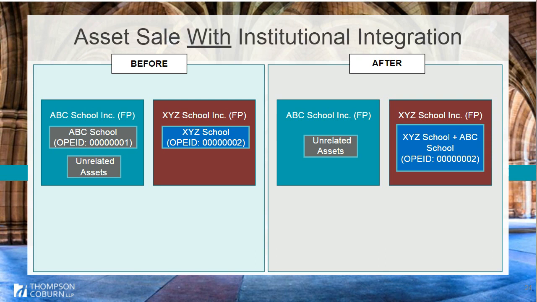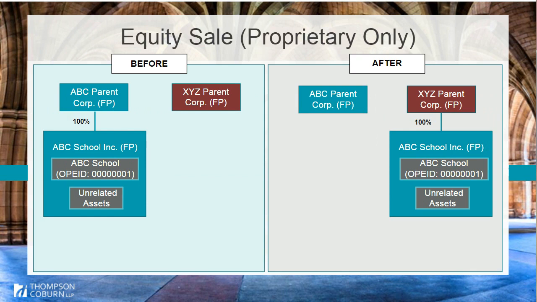So, Emily, this is where I jump in. Let me just talk about the equity concept. Both of those prior slides involved acquisitions of assets. In the proprietary context, we would literally call it an equity sale, and usually it involves the acquisition of stock. So you can see here we've got an ABC parent corp on one side of the transaction and an XYZ parent corp on the other.